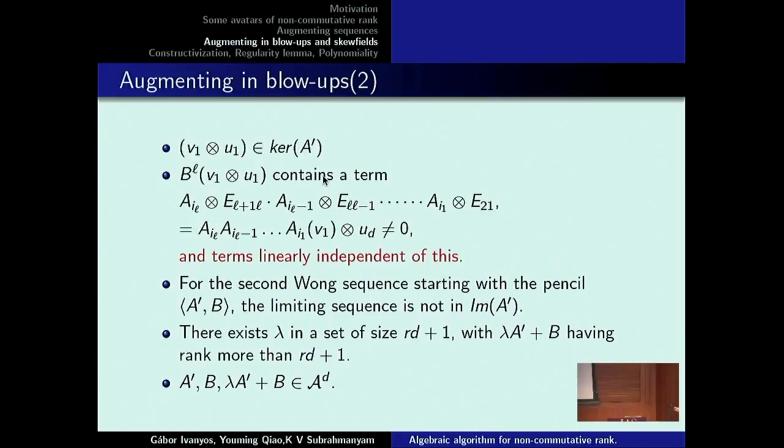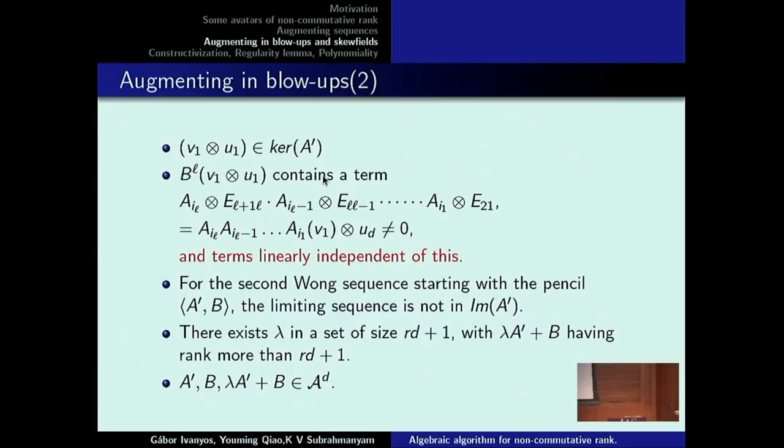B_L contains this product, and this product is really this product. If I apply it to this element V1 tensor U1, which is in the kernel of this blown up matrix, I get out something which is not in the kernel, and now the interference is gone, because of the way we've arranged these products. The remaining things can only give you other things. One can actually check this out. So this is one way of disentangling the interference that we saw.